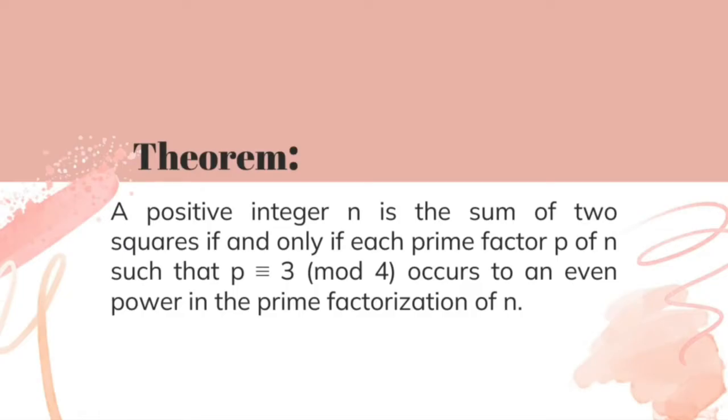Our theorem says a positive integer n is the sum of two squares if and only if each prime factor p of n such that p is congruent to 3 modulo 4 occurs to an even power in the prime factorization of n. Let's prove this theorem.